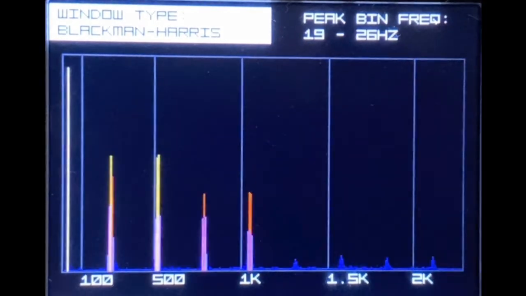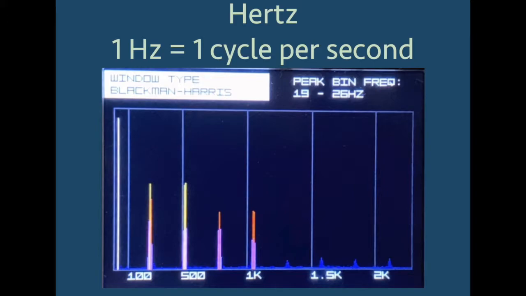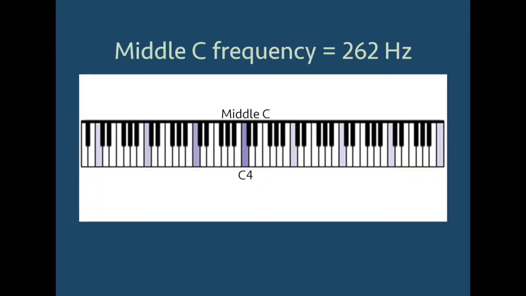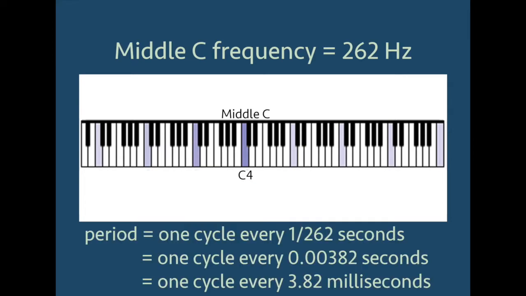What we are seeing in the spectrum analyzer are all of the frequencies that make up the complex piano sound. These frequencies are measured in hertz, which is abbreviated Hz and stands for 1 cycle per second. The fundamental frequency for middle C is 262 cycles per second, or 262 hertz, which also means that the period is 1 cycle for every 1 over 262 seconds, or 1 cycle for every 0.00382 seconds, which is the same thing as approximately 3.82 milliseconds.